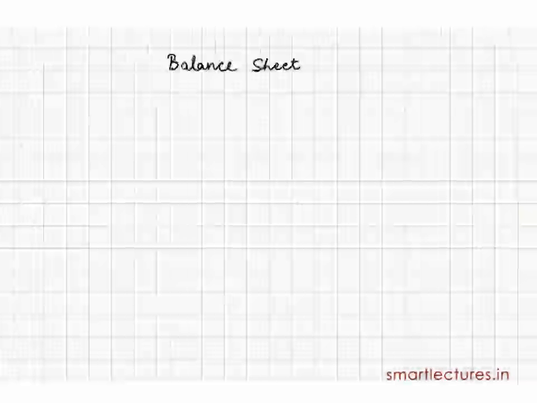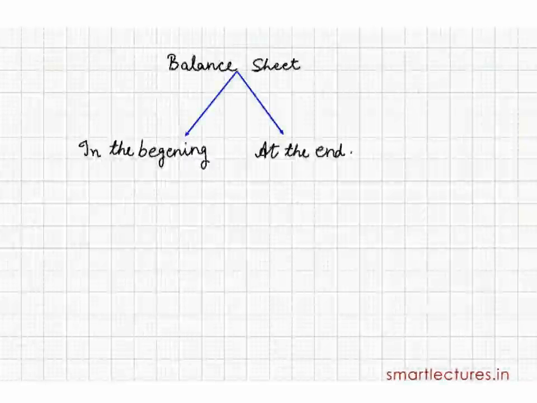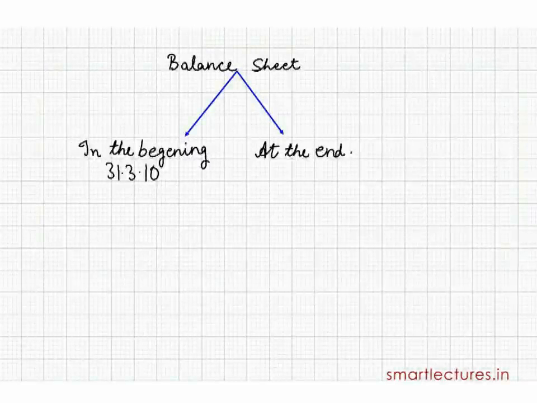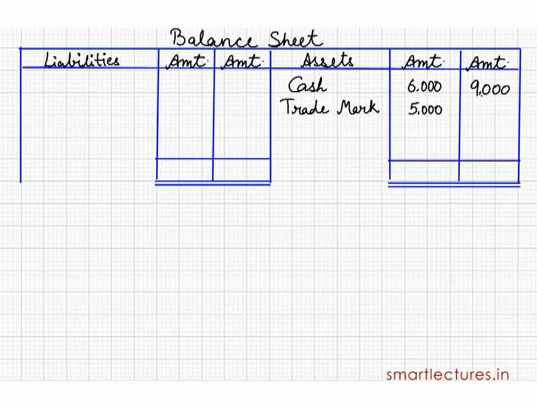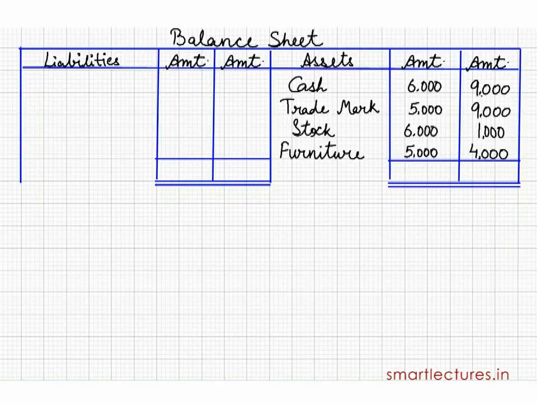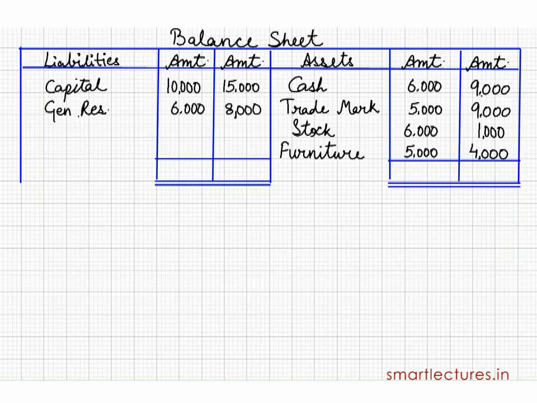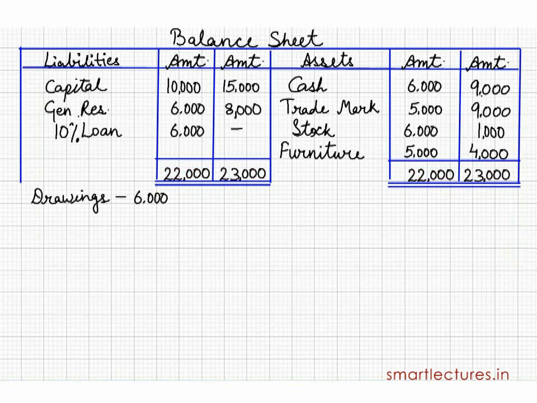Now, suppose two balance sheets are given, in the beginning and at the end, as on 31st March 2010 and 31st March 2011. Cash 6,000, 9,000; trademarks 5,000, 9,000; stock 6,000, 1,000; furniture 5,000, 4,000; capital 10,000, 15,000; general reserve 6,000, 8,000; 10% loan 6,000, nil. Total 22,000 and 23,000.